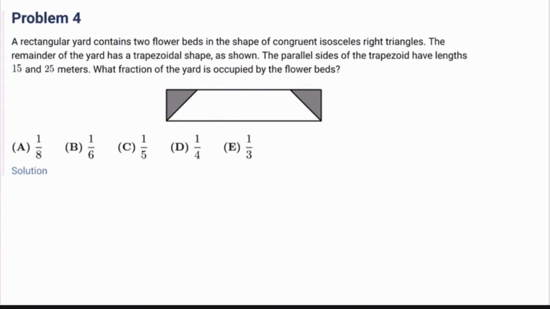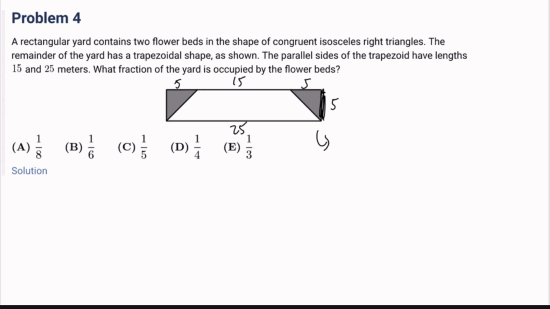Number 4, a rectangular yard contains 2 flower beds in the shape of congruent isosceles right triangles. The remainder of the yard has a trapezoidal shape as shown. The parallel sides of the trapezoid have lengths 15 and 25 meters. What fraction of the yard is occupied by the flower beds? We know this much is 15, and the whole thing is 25, so that means these two, their sum would be 10, so each of these would be 5, right? And since they are isosceles right triangles, that means this length and this length are the same, right? So that means this side length is also 5.